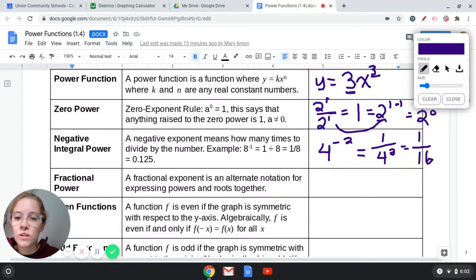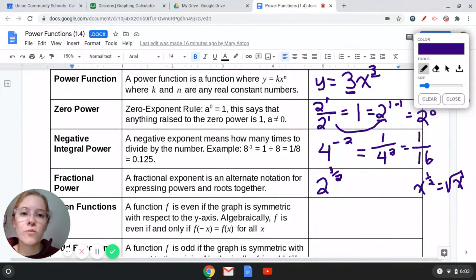Fractional power. A fractional exponent is an alternate notation for expressing powers and roots together. For example, let's do base 2, which is always nice. 2 to the 3 halves. This is the same thing as saying 2 cubed, and then square root that, because remember that anything to the 1/2 power is really a square root. And that goes the same for cube root or anything higher.